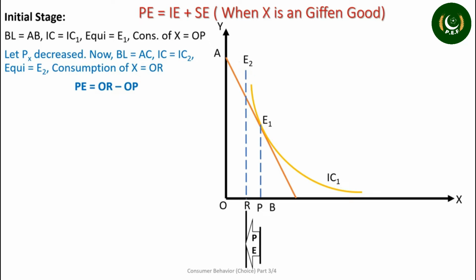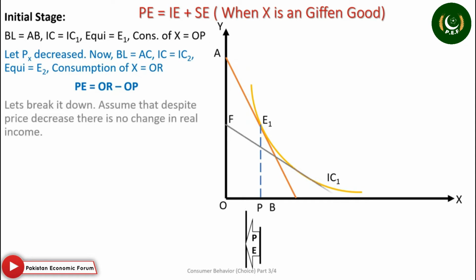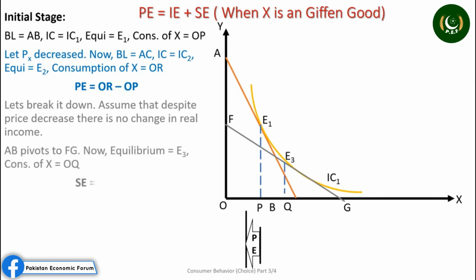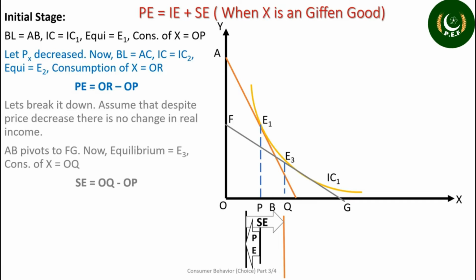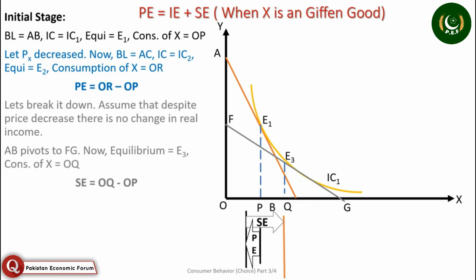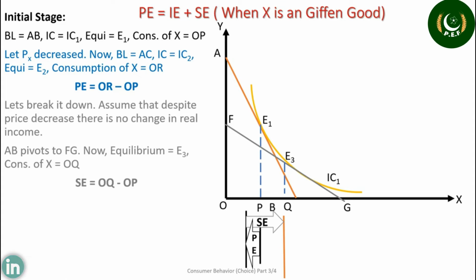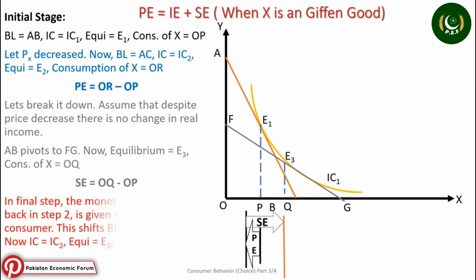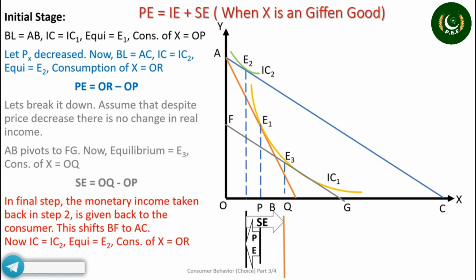Now finally we assume that when the price of commodity X decreased, the real income is also allowed to adjust, that is, it is allowed to increase. So as the real income increased, the budget line FG will shift to AC, and since commodity X is an inferior commodity, in fact it is a Giffen good, but we know that Giffen goods are also a special case of inferior goods, so there will be a decrease in the demand of commodity X. The income effect is OR minus OQ. Again, putting it in the equation and solving, we have left hand side equal to right hand side.